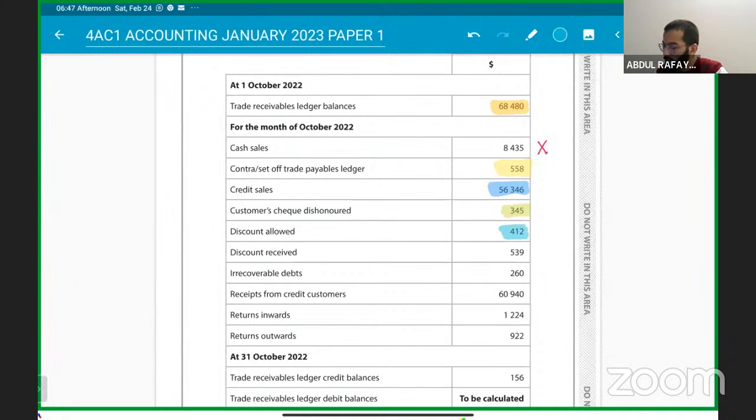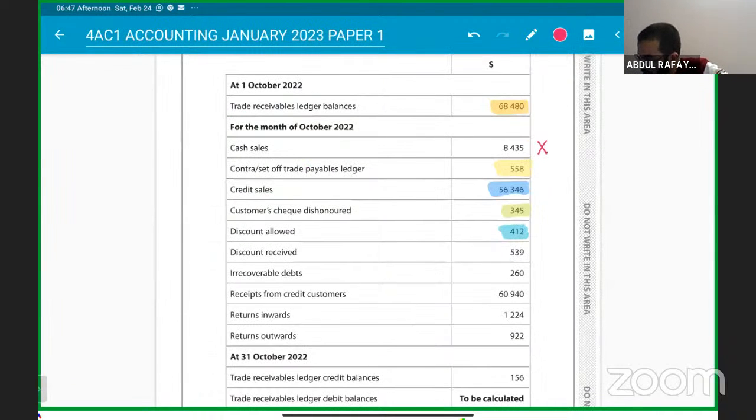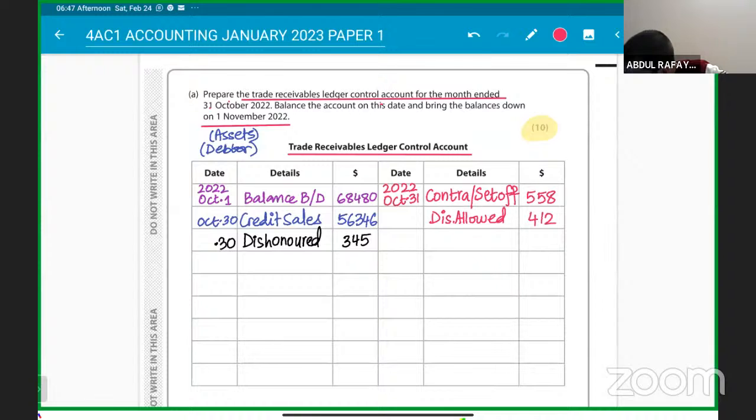Next adjustment we have is discount allowed. Discount allowed, that is $412. Discount allowed will be reducing our debtors because we are providing them with a discount. So discount allowed will come here, by $412 we are giving them discount allowed.